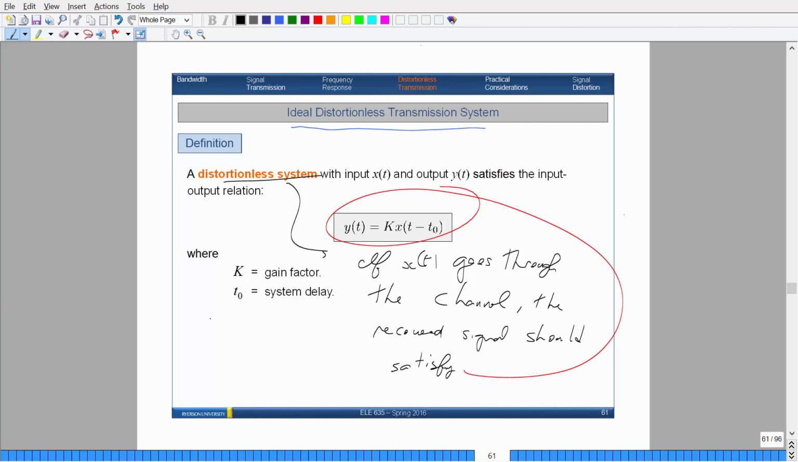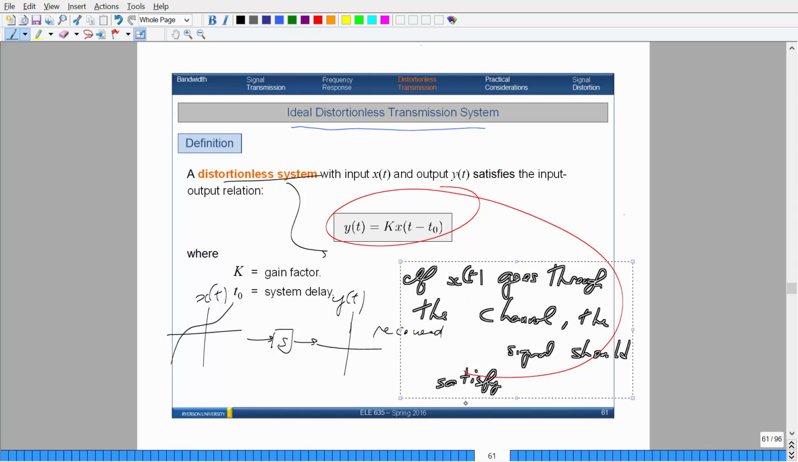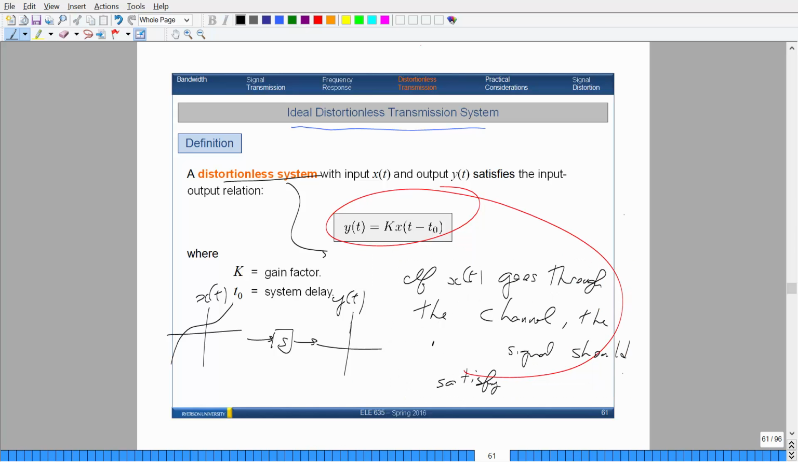So what I mean by this is that if you have some signal like this, let's call this x of t, you put it through your system, the output y of t will perhaps make it a little larger, I suppose. So the output might look something bigger like that, and then it's delayed by some constant T naught. Okay, so that's the definition of a distortionless system.